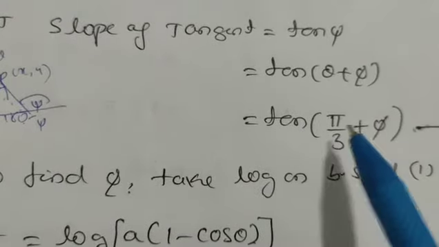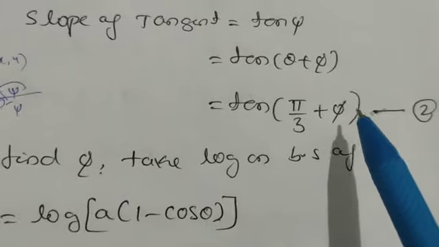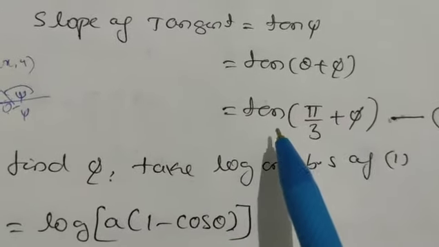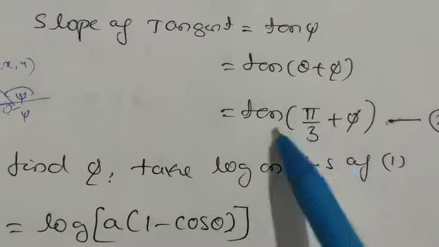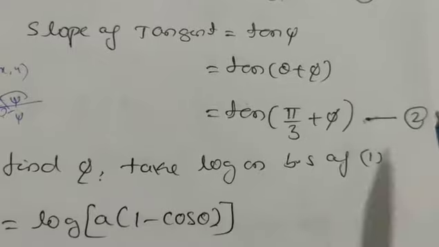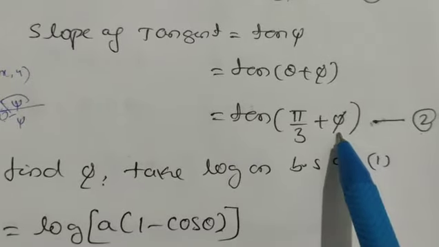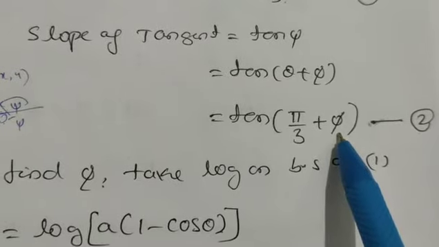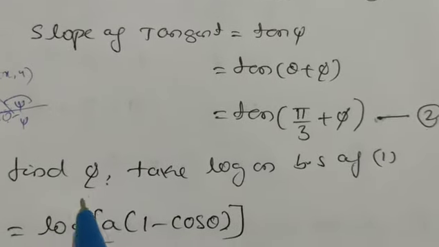If you are not getting it here, you can watch the previous video, you will get this result. This implies we know the value of theta. Theta you substitute here: pi by 3 plus phi. Take this as equation number 2. Because to find the slope of the tangent we need phi. Phi you have to calculate like previous examples.